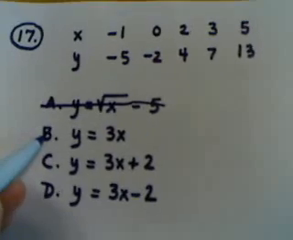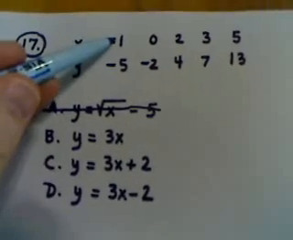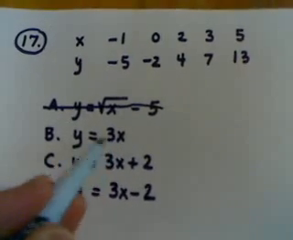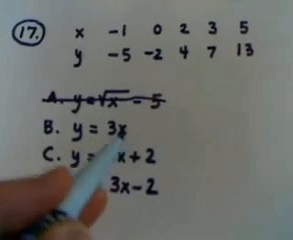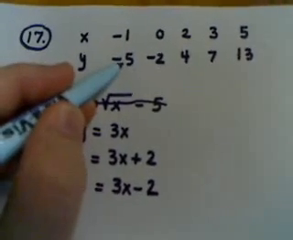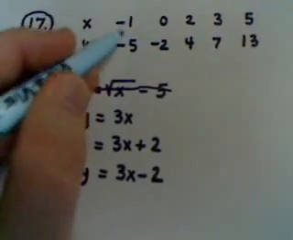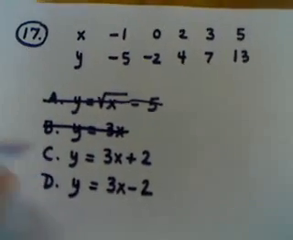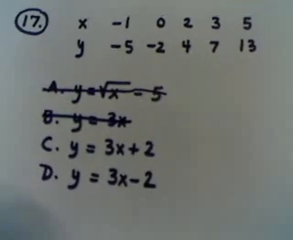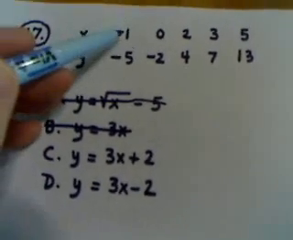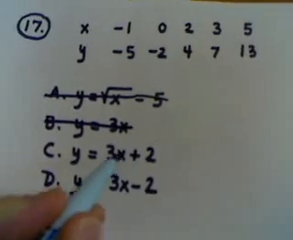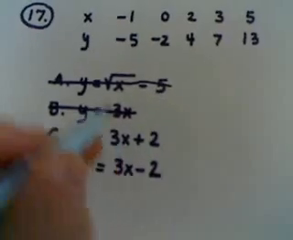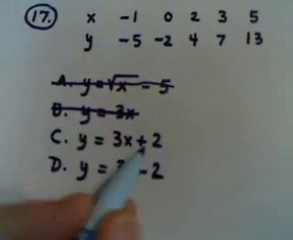Let's try to see what happens here. If I plug in a -1 for X, 3 times -1 would be -3, Y equals -3, but we know that's wrong because Y is supposed to turn out to be -5 when I plug in a -1. So forget this. So basically you're going to just eliminate them by trial and error. Let's take a -1 again. 3 times -1 is -3. -3 plus 2 is -1. No, it should be -5.